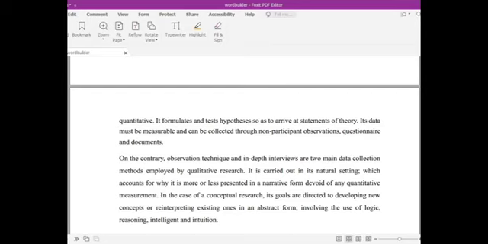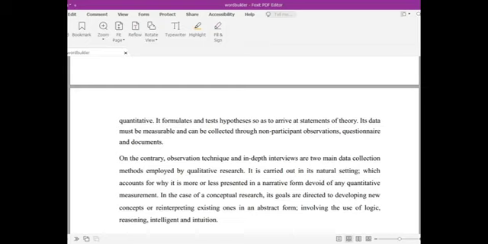Remember, we are talking about quantity. You should be able to measure the data. Its data must be measurable and can be collected through non-participant observations, questionnaires, and documents. On the contrary, observation technique and in-depth interviews are two main data collection methods employed by qualitative research. Here you're talking about observation and interviews. You don't need to measure out anything.